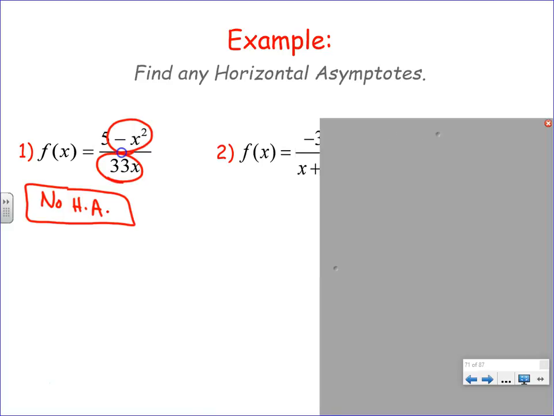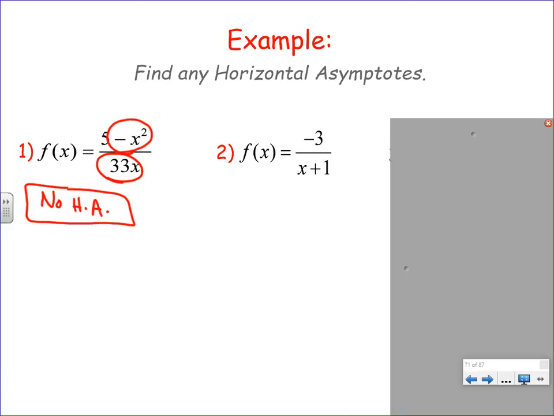Next one. Who wins? Bottom. Top doesn't even have an x. He's out of the running right away. Bottom wins. He's pulling them down, pulling them down, pulling them down. Where's he going? Down, and down means kind of up and down. Where's he pulling them to? Yep, a whole lot of nothing.